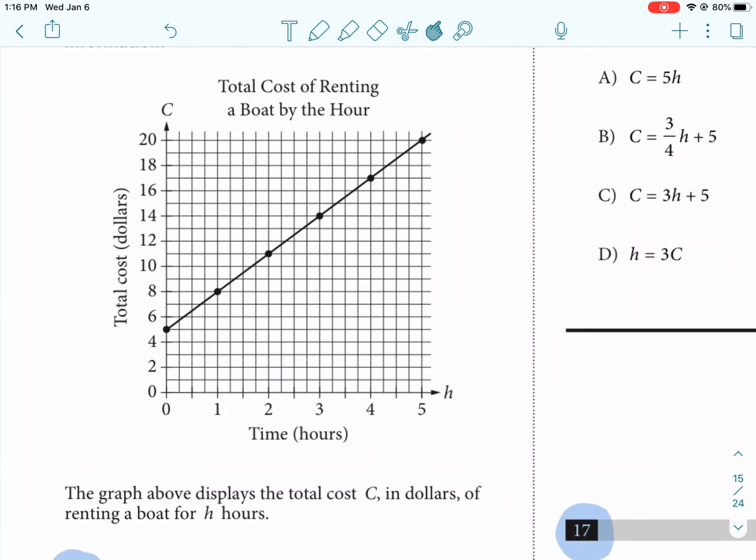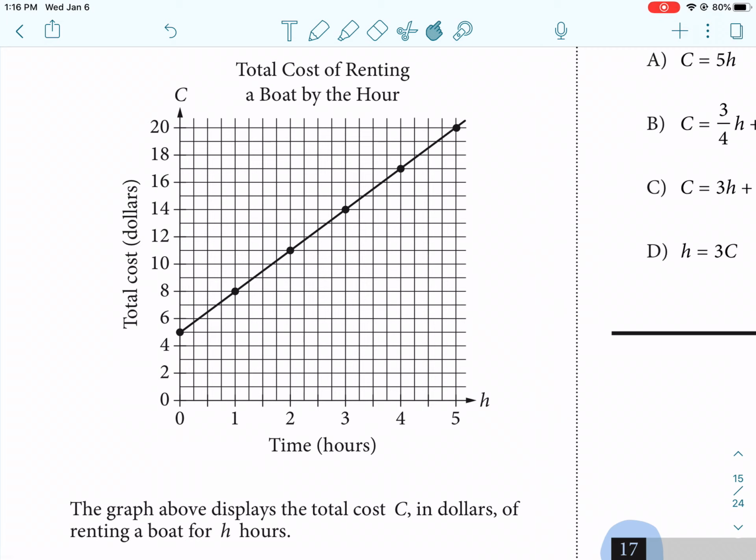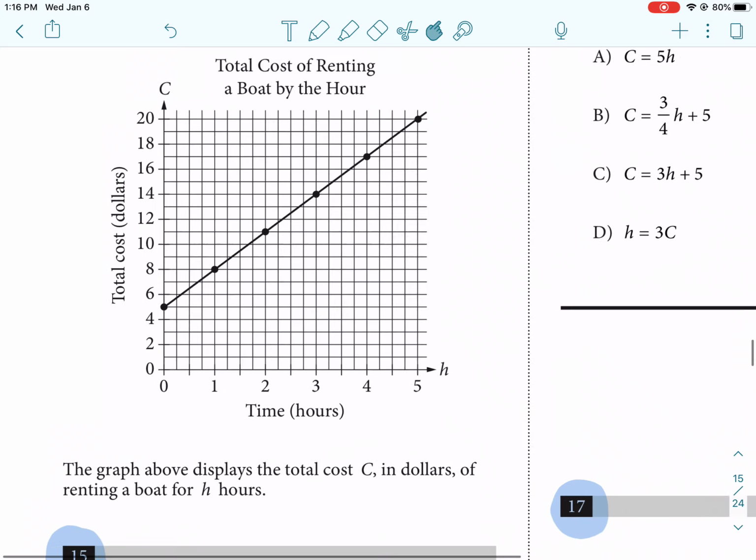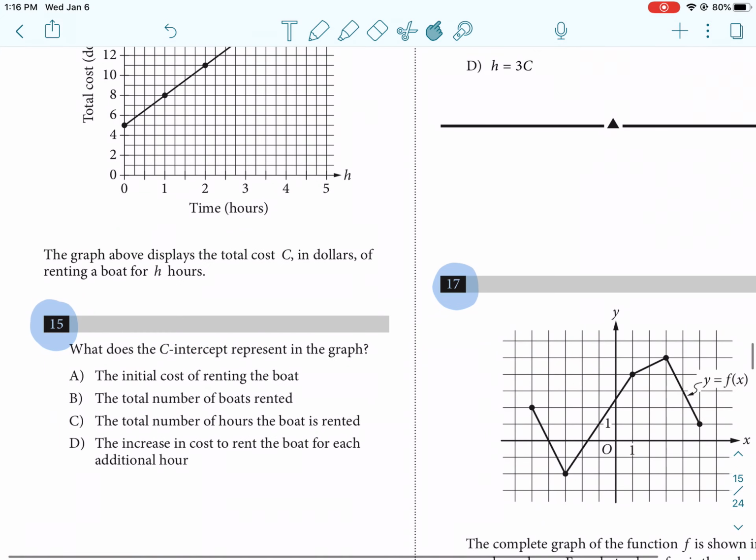Okay, so here, let's just look at what this graph is talking about. This is a linear function that's about the cost of renting a boat. Obviously the longer that you rent the boat, the more money you're going to have to pay, right? So that's why we have an increasing function. The very first question is just interpreting the graph. It says, what does the c-intercept represent?